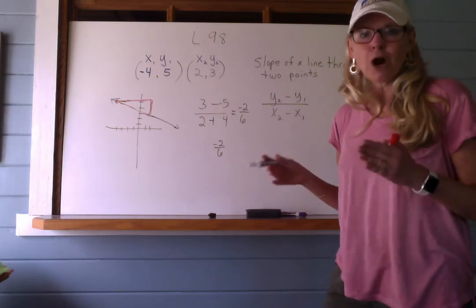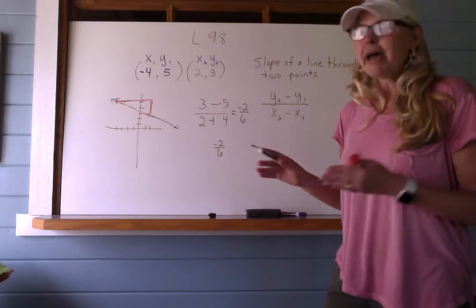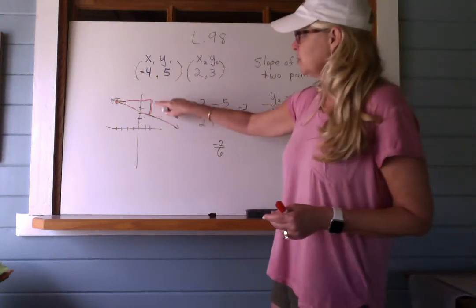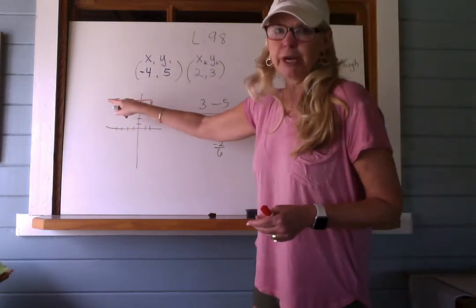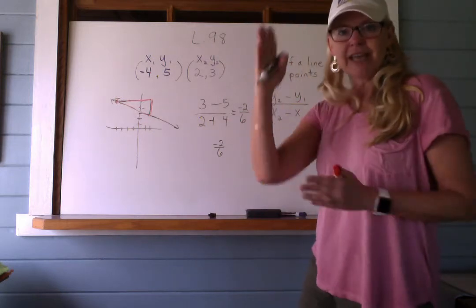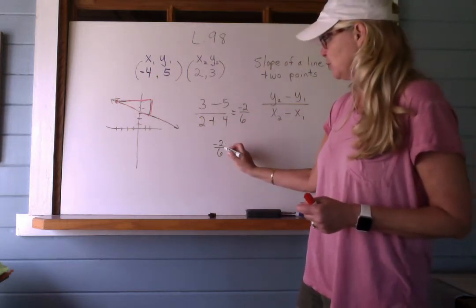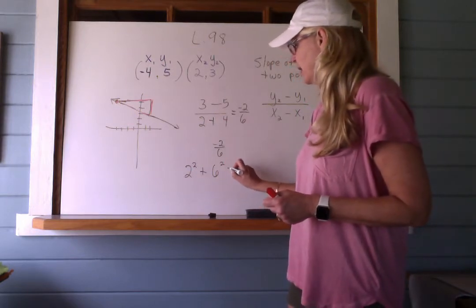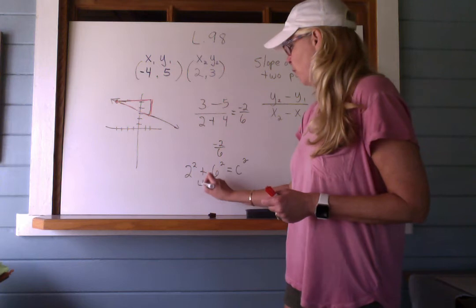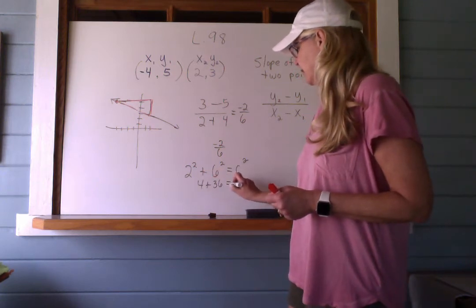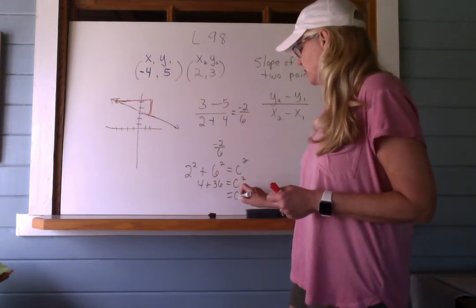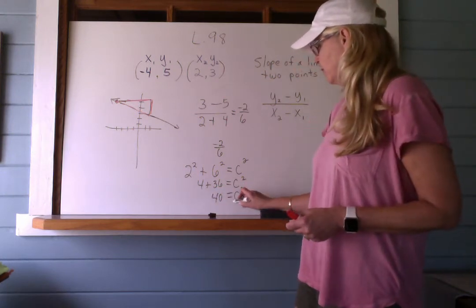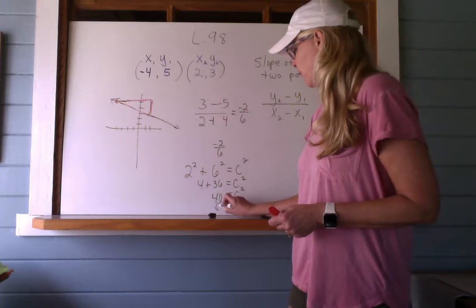That's our rise and our run, okay? It doesn't matter about the negative or anything right now. It's just we're talking about units. So just how many I went up and how many I went across. And now I can find that hypotenuse. So you're just going to use the 2 and the 6. So 2 squared plus 6 squared equals c squared. 4 plus 36 gives me c squared, and then c squared equals 40. Now, or c equals square root of 40, I should say.